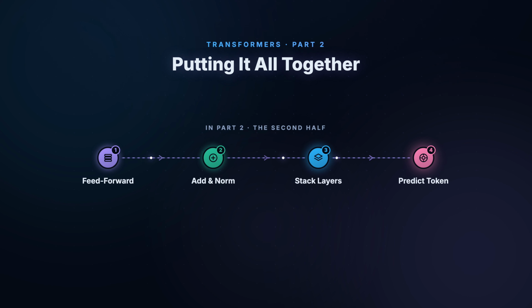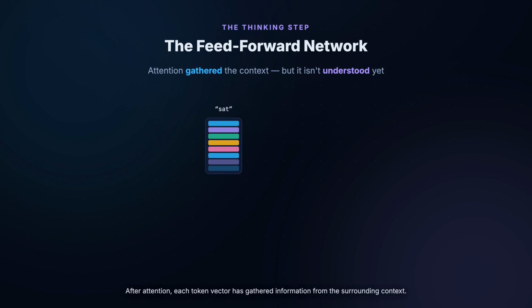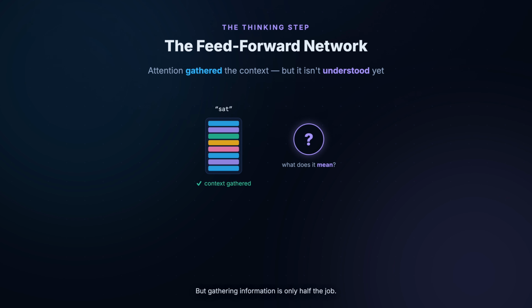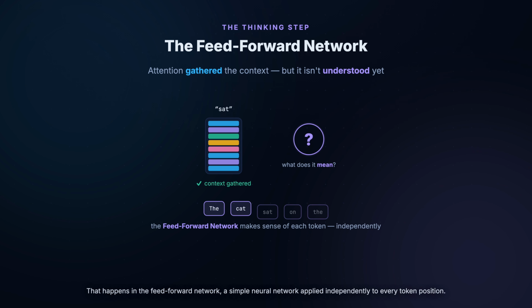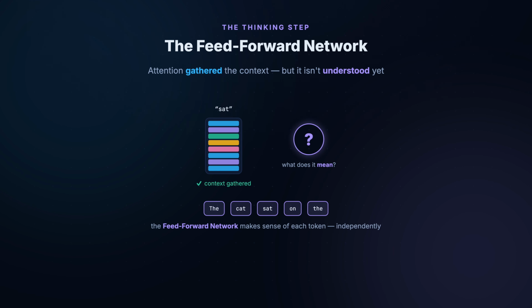next token. After attention, each token vector has gathered information from the surrounding context. But gathering information is only half the job. The model still needs to make sense of it. That happens in the feed-forward network, a simple neural network applied independently to every token position.